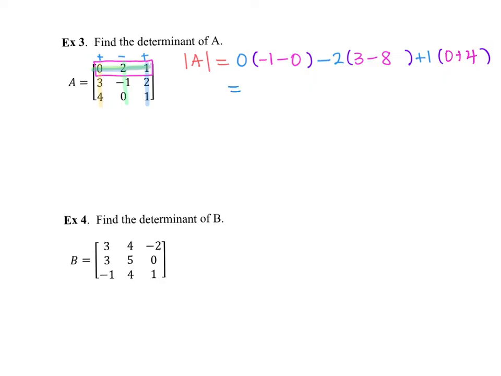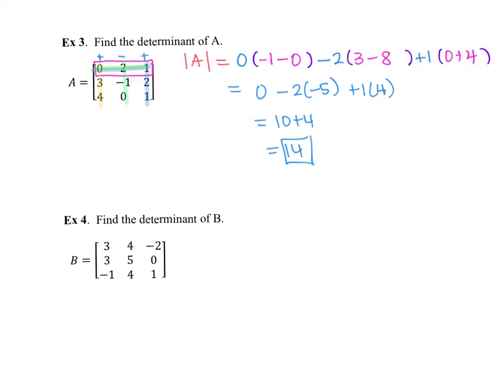So 0 times -1 is 0, which is why I like zeros. Plus 1 times 4. So 10 plus 4 is 14. So the determinant of matrix A was 14. Now that you've seen it, we're going to try it again.